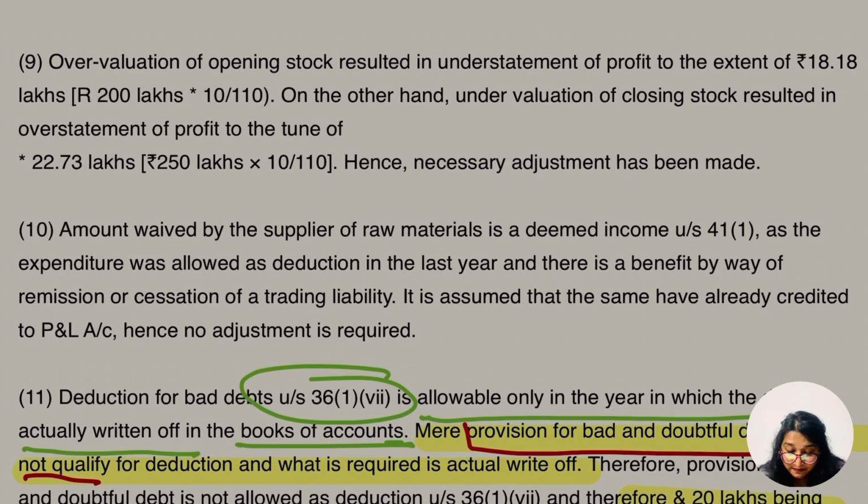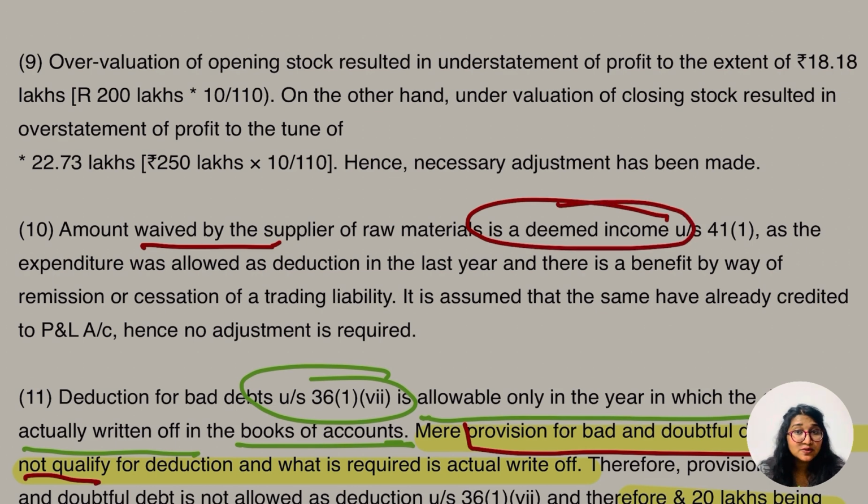Okay, the amount waived by the supplier of raw material is deemed income. Let me read it again. The amount waived by the supplier, as they have to pay some amount to a person, right, to the sundry creditor, and that amount was waived off, and that waived amount is going to be income. That waived amount is going to be deemed income as per section 41(1), as expenditure was allowed as a deduction in an earlier year, and there is a benefit by way of remission or cessation of trading liability.